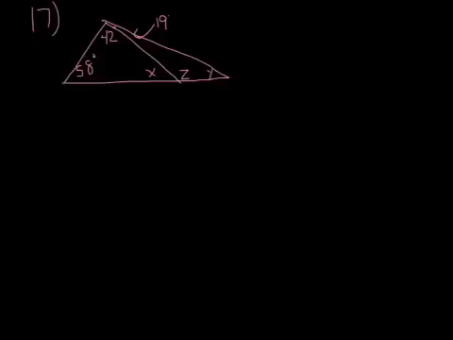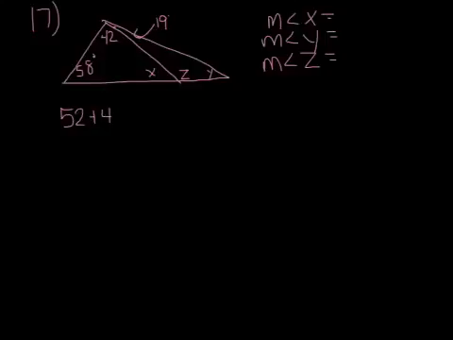Okay, number 17 has this diagram. It says to find the measure of angle X, the measure of angle Y, and the measure of angle Z. Sometimes it helps you just to write down in the corner what you're looking for, and then this way you know you're done when you've filled in all the blanks. So first things first, what is the easiest angle to find? X. Why? Because I have 58 plus 42 degrees plus X equals 180.